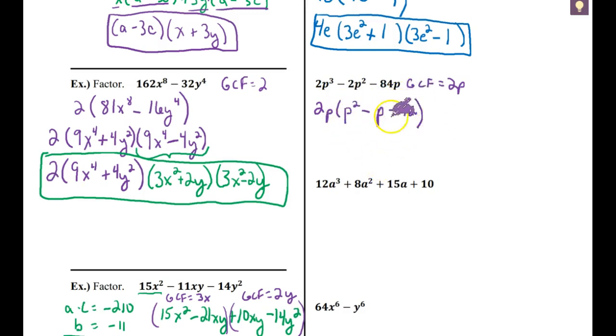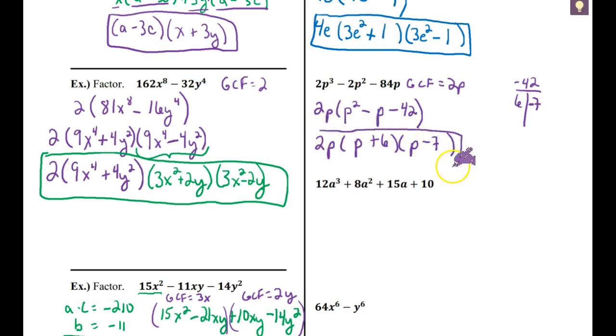So I just need factors of negative 42 that will add to negative 1. I'm thinking 6 and 7. And one of them has to be negative to multiply to a negative. And I need the bigger one to be negative if it's also going to add to a negative. So again, since that front coefficient is 1, I can go right into p plus 6, which is that factor I found, and p minus 7. And that's as far as we can go. Again, that only works if the front or the leading coefficient is 1.